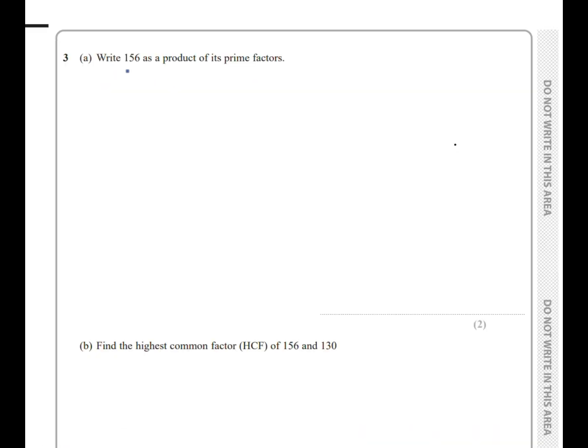So that was it. Question 3 part A says write 156 as a product of its prime factors. Now, to find the product of the prime factors of 156, first we need to figure out the prime factors of 156. And how can we find that out? By simply dividing 156 by the lowest possible prime factor, that is 2. 156 divided by 2 gives you about 2 times 7 is 14, 1 here, 2 times 8 is 16.